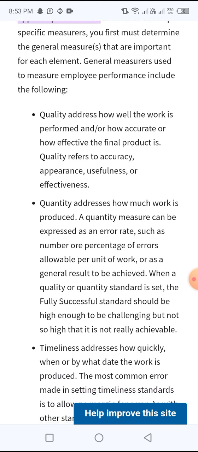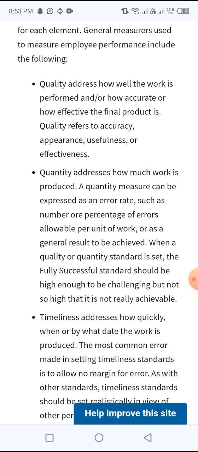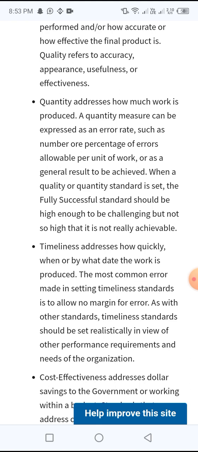Quantity addresses how much work is produced. Quantity measures can be expressed as an error rate, such as number or percentage of errors allowable per unit of work, or as a general result to be achieved. When a quality or quantity standard is set, the fully successful standard should be high enough to be challenging, but not so high that it is not really achievable. Timeliness addresses how quickly, when, or by what date the work is produced.